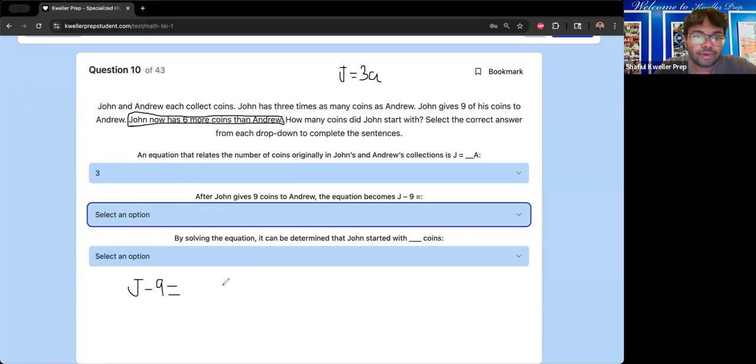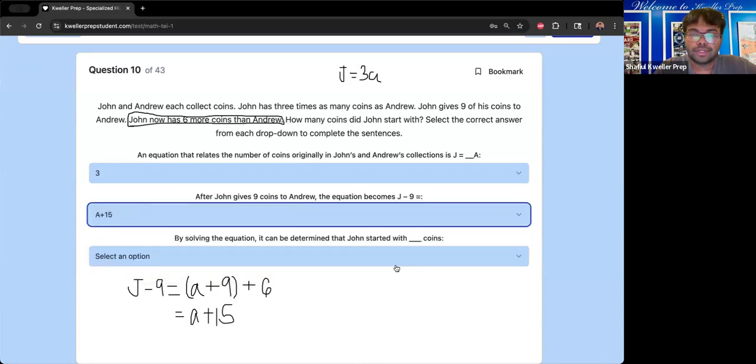It says right here, John now has six more coins than Andrew. So whatever Andrew had, Andrew originally had a, we add 9 to Andrew because remember Andrew gets 9 coins from John. So J minus 9 equals A plus 9. And John still has 6 more coins than him. So A plus 9 plus 6. This is A plus 15. Does everyone get this logic? So it should just be A plus 15.